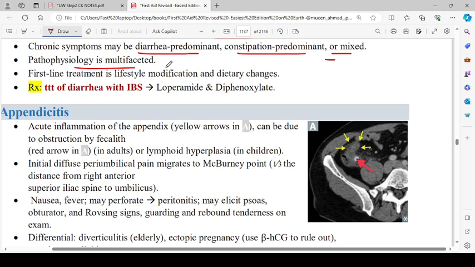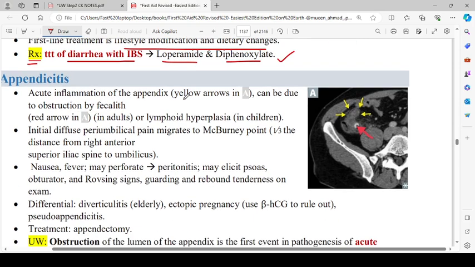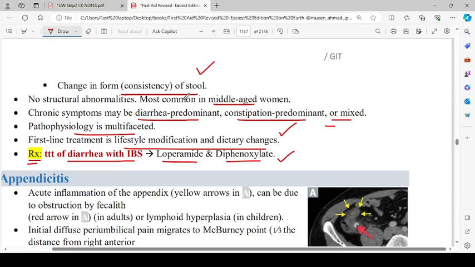Pathophysiology is multifaceted, and the first line treatment is lifestyle modification and dietary changes. The USMLE point is treatment of diarrhea with irritable bowel syndrome is loperamide and diphenoxylate. So you must be able to differentiate between the syndrome and disease. Syndrome is basically a psychiatric condition, and the disease is the one with Crohn disease and ulcerative colitis.